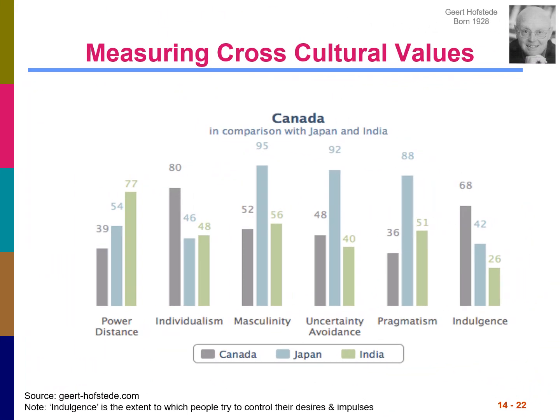So how does Canada stack up against Japan and India? Well, Canada is much less hierarchical than India, with scores of 39 and 77 respectively. Japan is somewhere in between. Canada is much more individualistic than both India and Japan, with a score of 80, almost double that of Japan and India. Japan stands out as a very masculine society, with high uncertainty avoidance and a longer-term, more pragmatic orientation, with scores almost double that of both India and Japan in all three categories. Canada is much more indulgent than India, with a score of 68 versus 26, and Japan lies somewhere in between.